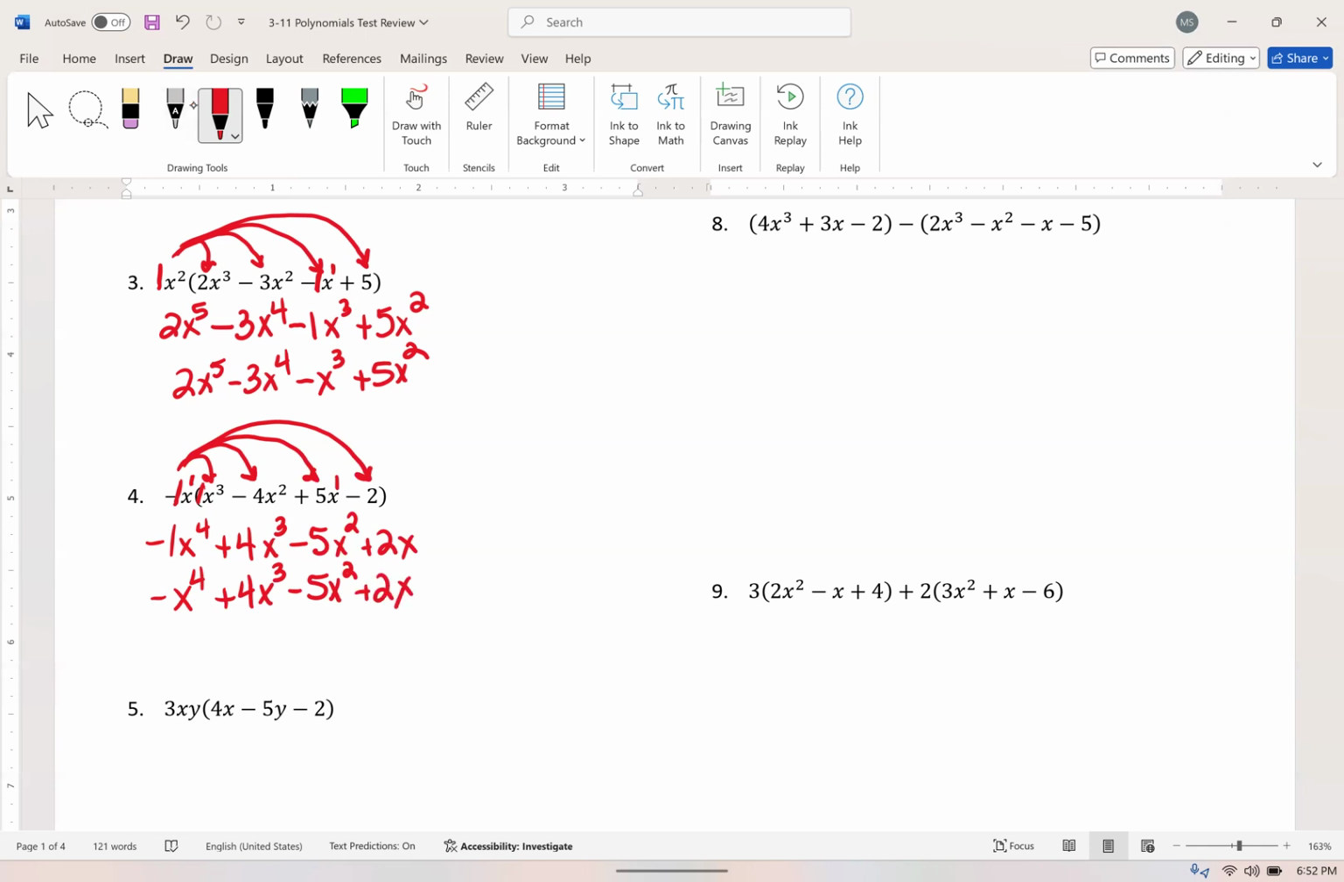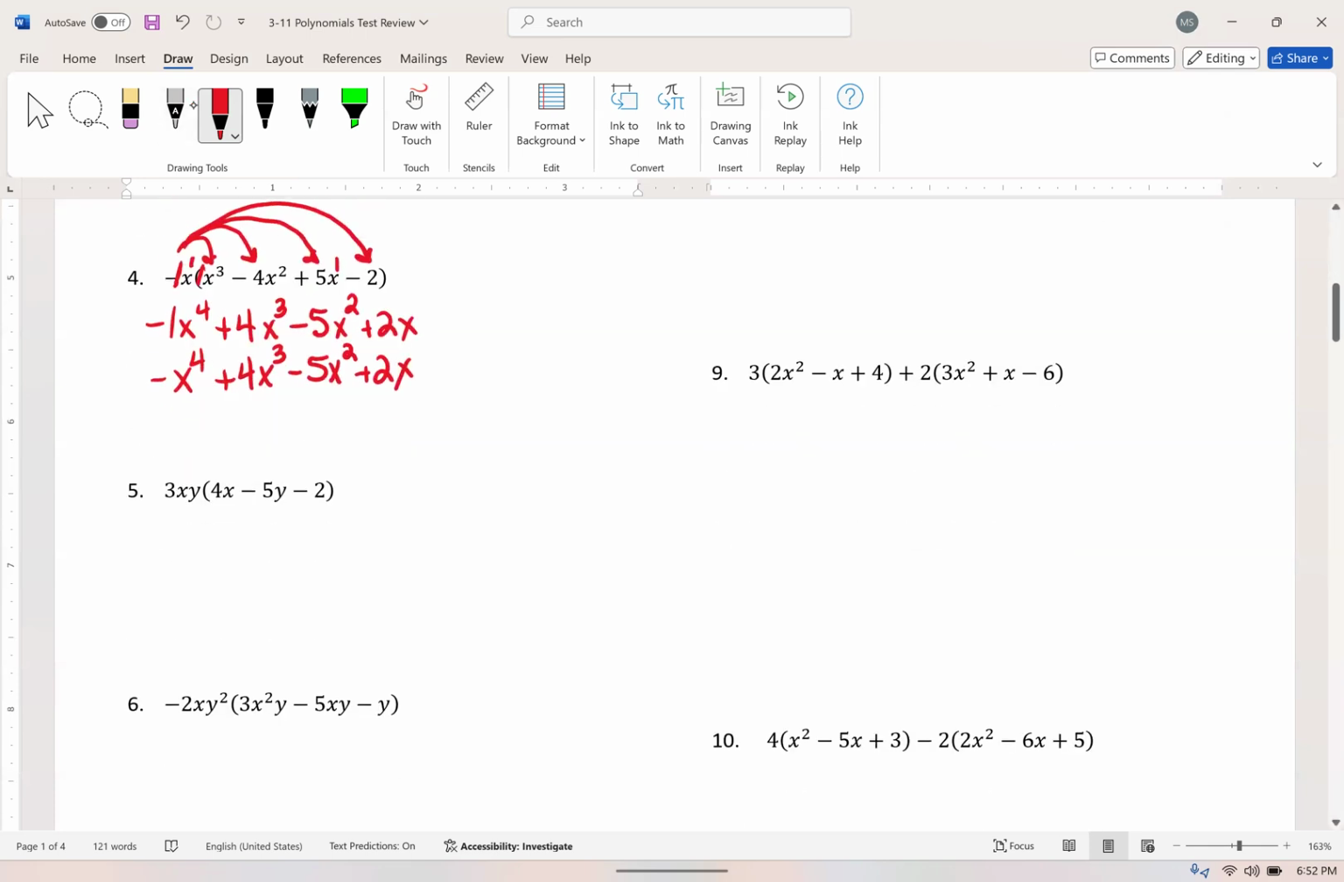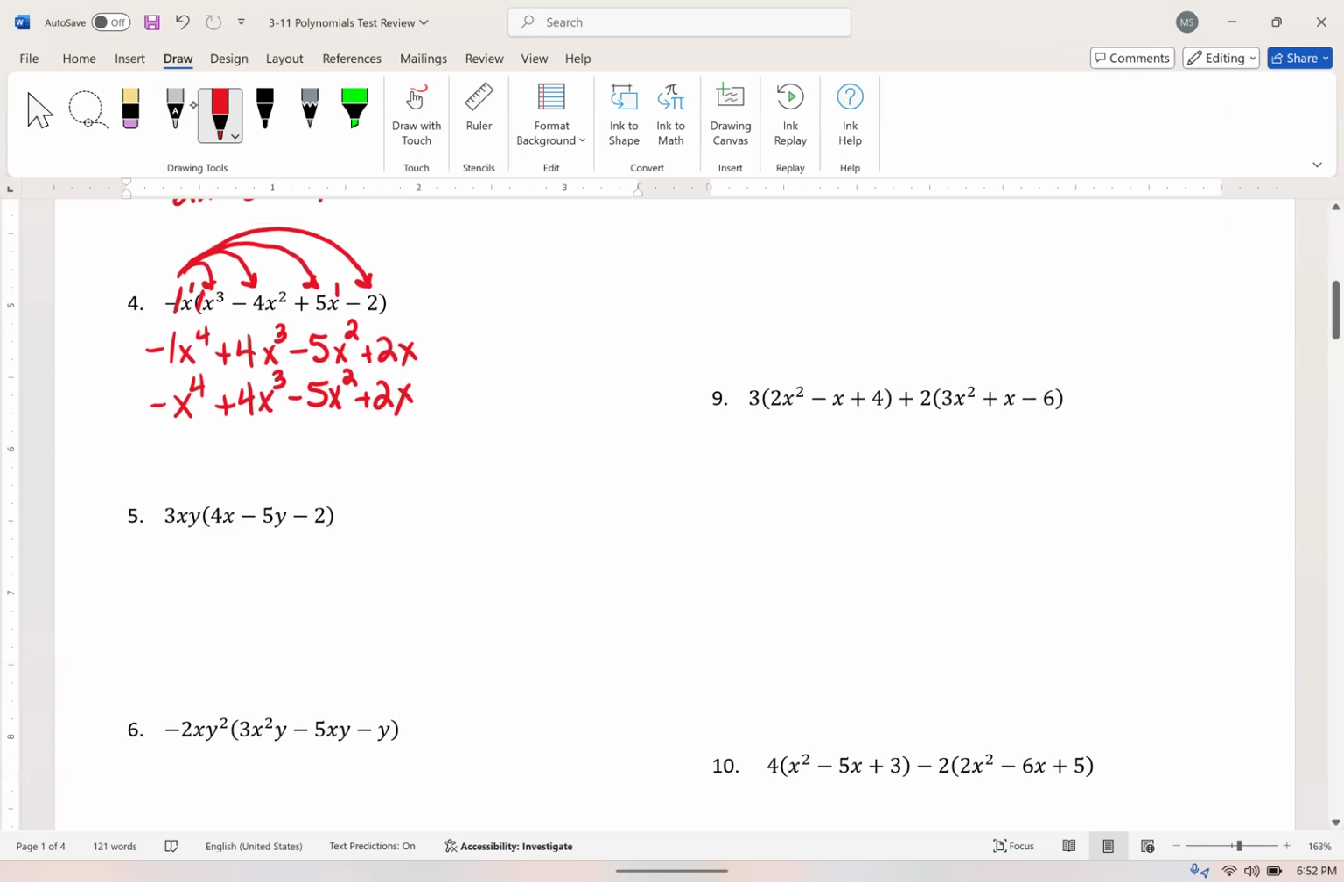All right, let's continue on with number 5 now. Okay, number 5, we're going to have 3xy times 4x. So 3 times 4 is 12. Remember, there's a 1 on each of these x's, so x to the first times x to the first is x to the second. We don't have anything with the y to multiply, so you just bring it down.